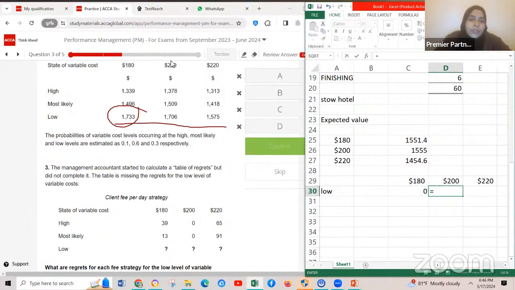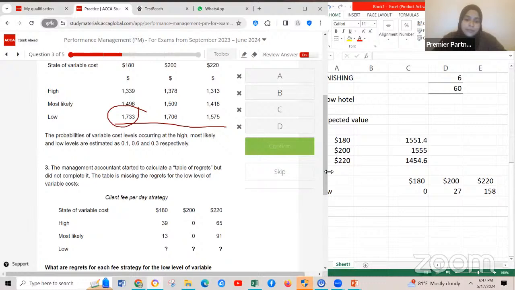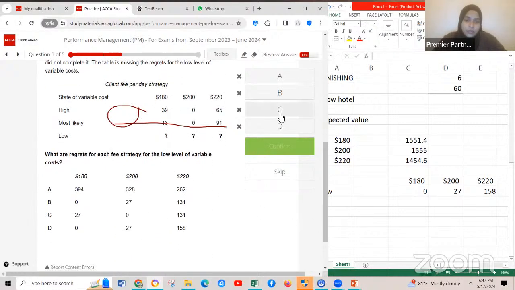But at the low level, if your price was 200, how much do you regret? You think, in vain, if I charged 180, I could have made 1733, but now I made only 1706. So you're regretting 27. If your price was 220, you feel in vain: if I had set the price at 180, I could have made a contribution of 1733, but now I'm only making a contribution of 1575. So you're regretting 158. So D.